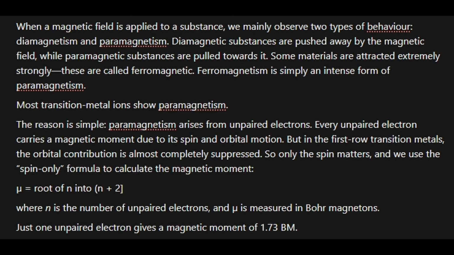Every unpaired electron carries a magnetic moment due to its spin and orbital motion, but in the first row transition metals, the orbital contribution is almost completely suppressed, so only the spin matters, and we use the spin-only formula to calculate the magnetic moment. Mu equals the root of n into n plus 2, where n is the number of unpaired electrons and mu is measured in Bohr magnetons.